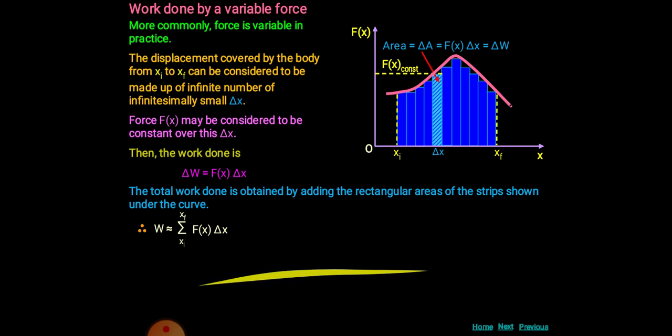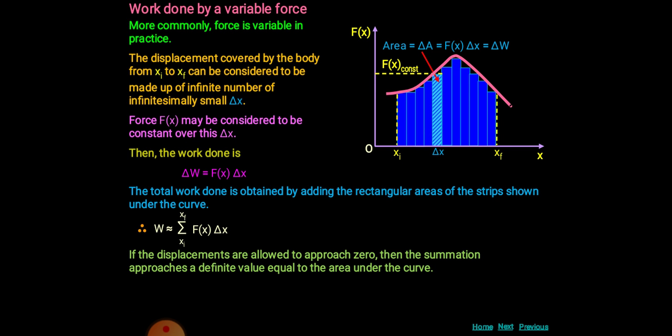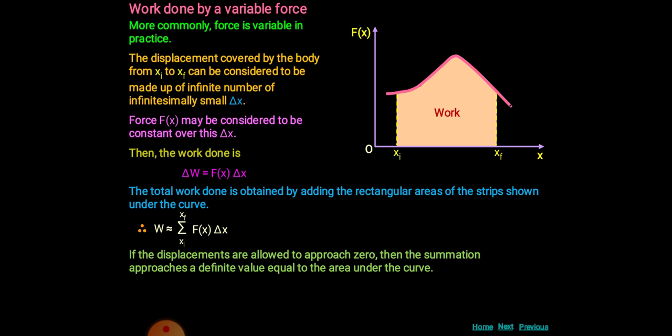We can write the formula for W also. In that case we consider the displacement allowed to approach zero. The displacement is very small, so we can consider the limit delta x tends to 0. Then the summation approaches a definite value equal to the area under that curve, because we have to find the total work. So in the diagram we have to find the area under the curve.